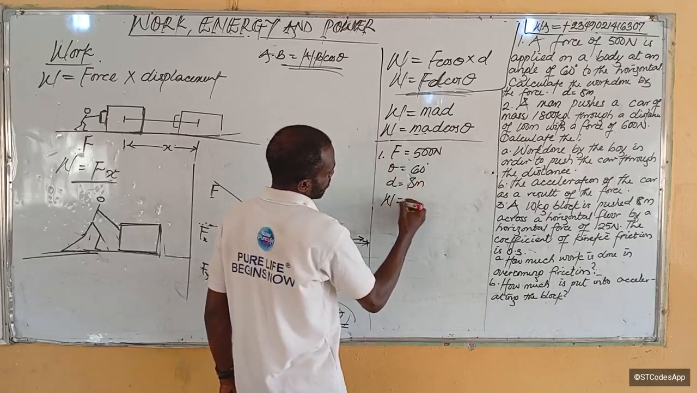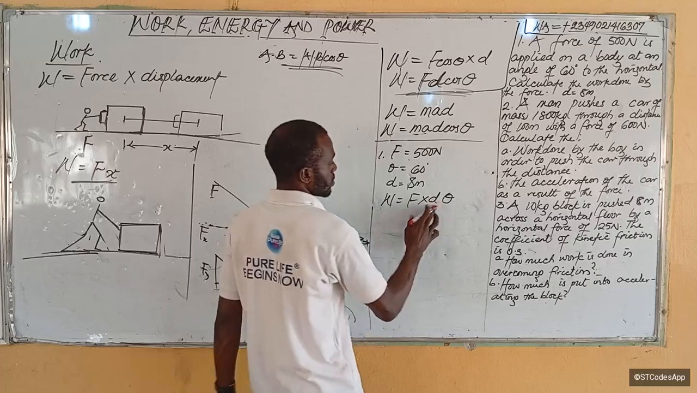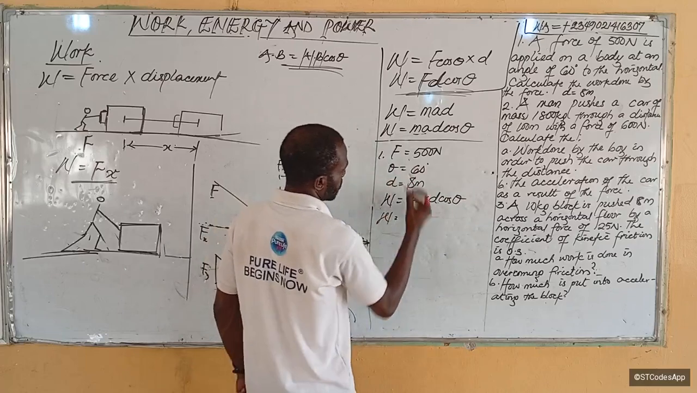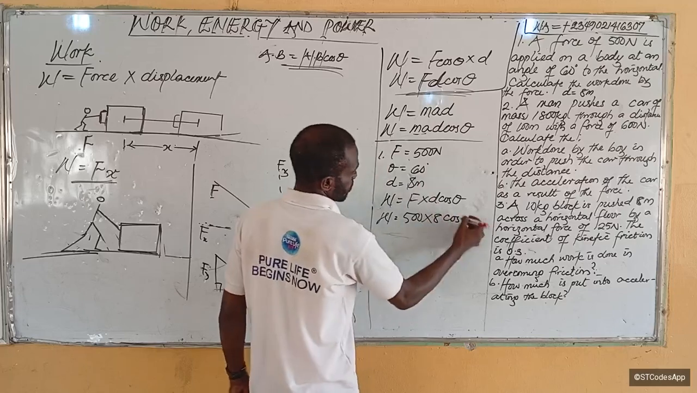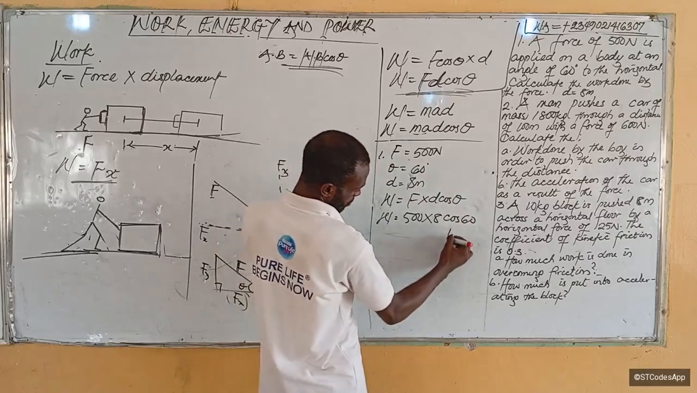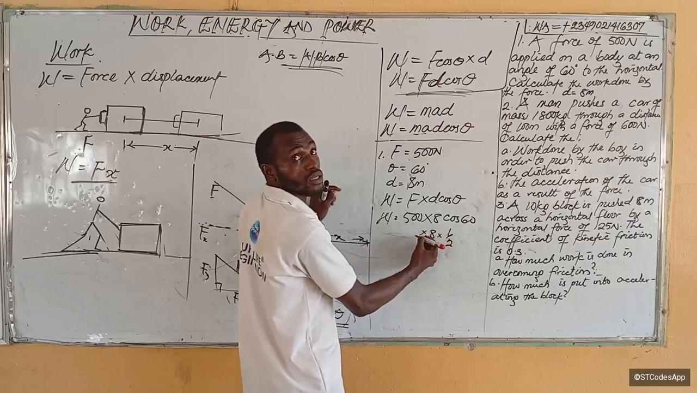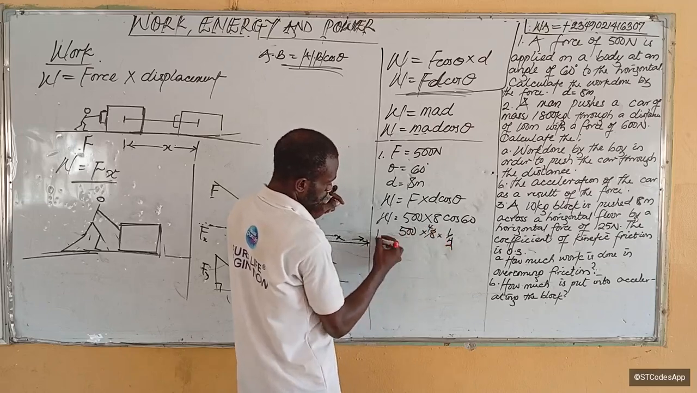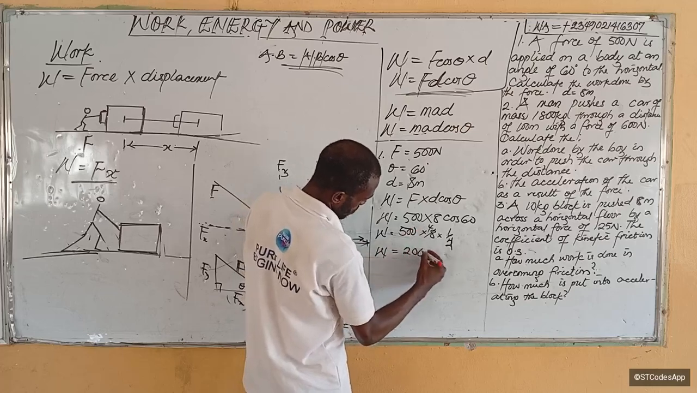So our work done therefore becomes force times distance times cos theta, sorry. So W becomes force, which is 500, multiplied by 8, then cos 60 degrees. So what is cos 60 degrees? That is sine 30, which is half, times 8, times 500. Half of 8 is 4, so W therefore becomes 4 times 500, which is 2000.